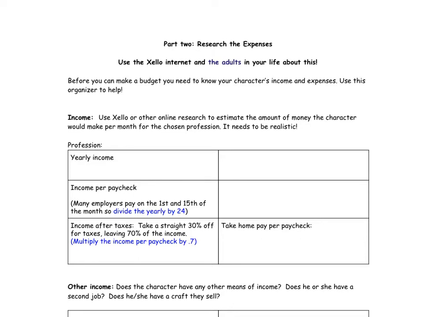If you need to go back in, I planned 1.5, 2 days for part one. So if it's not detailed enough, please go back and put in some details. So this next part is you're actually researching, and I should have changed it too. It's not just the expenses, it's the income as well.